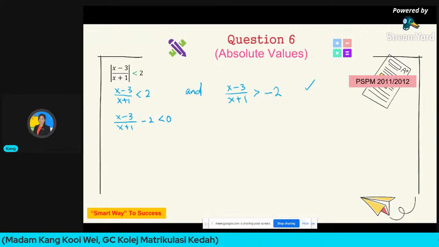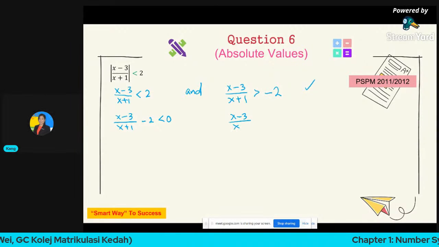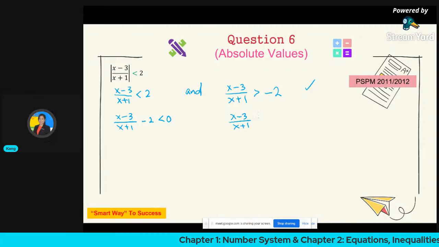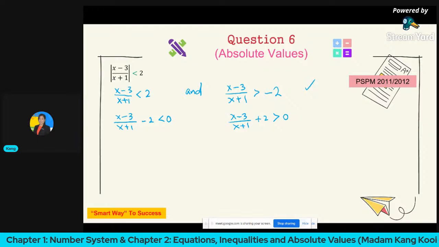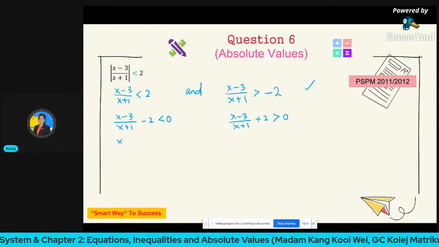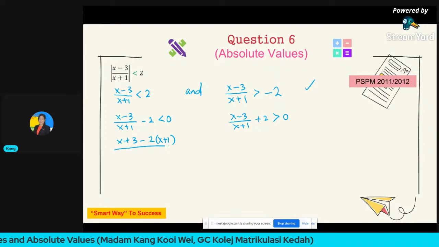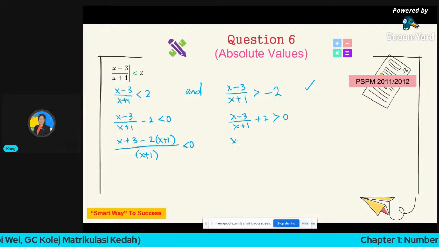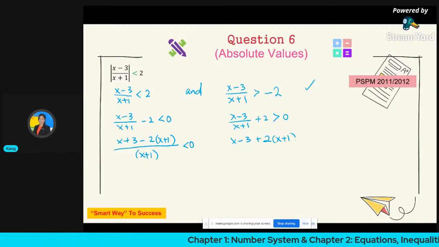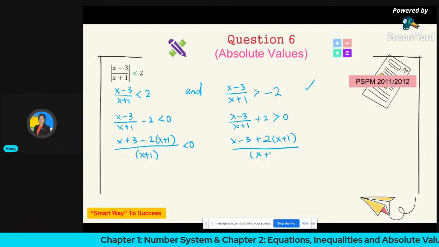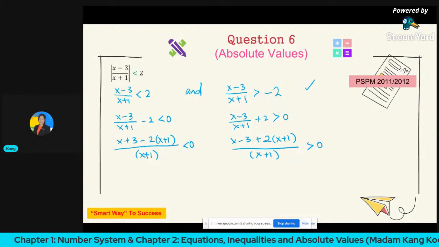Like this. This one is also a non-linear inequality. So we rearrange the inequality to let the right-hand side equal to 0. After that, we find the common denominator. 2 times (x plus 1) over x plus 1 less than 0. This one, x minus 3 plus 2 times (x plus 1) over x plus 1 greater than 0.